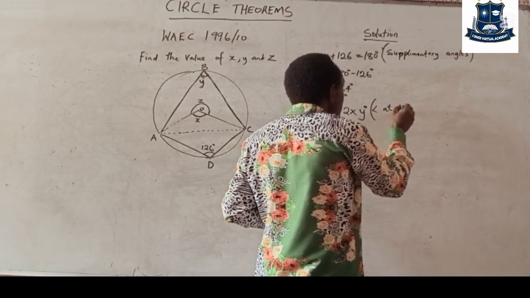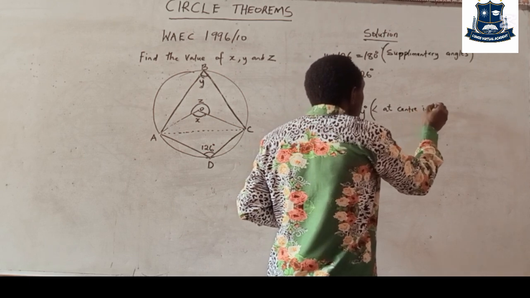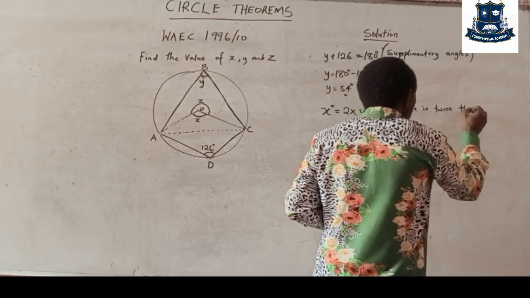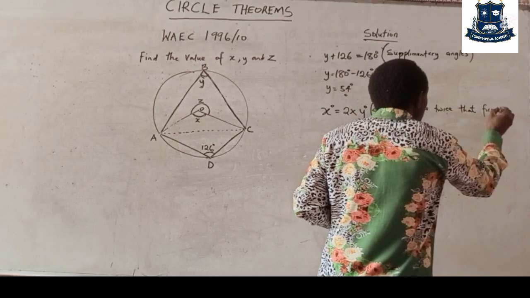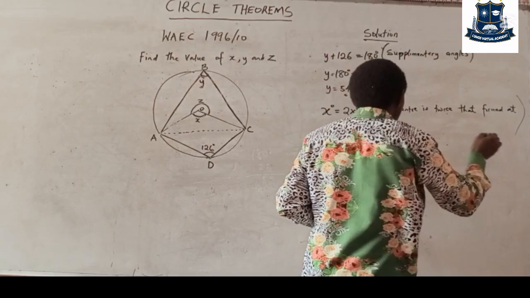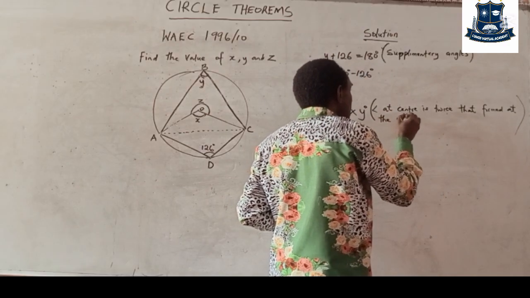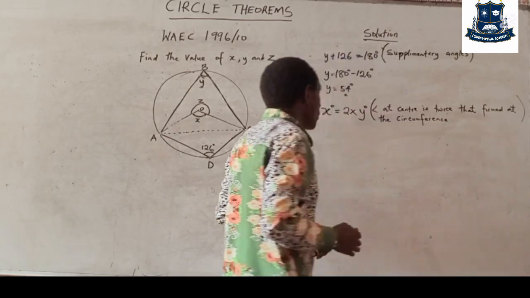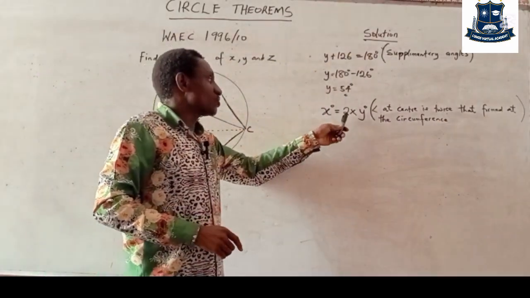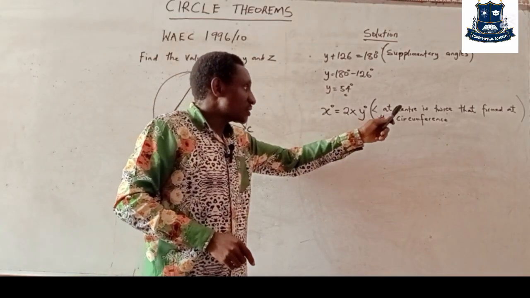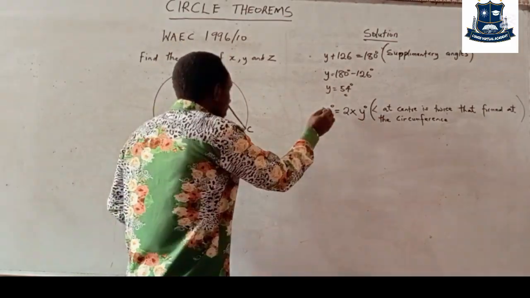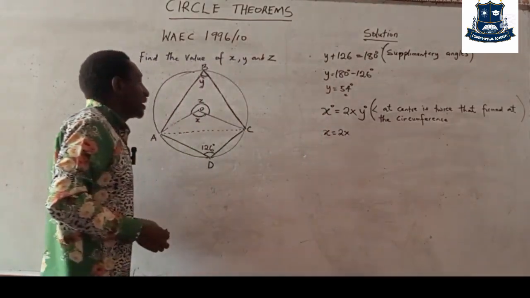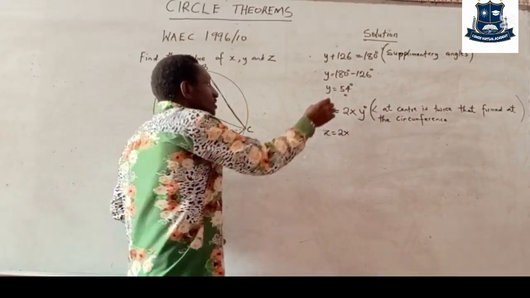Angle at the center is twice that formed at the circumference. Angle at the center is twice that formed at the circumference. Okay, so that's my reason. So when I say x equals 2 times y, why am I making this statement? Angles at the center is twice that formed at the circumference. Now x, I don't know, so I bring down my x, and then 2 times y. I didn't know my y, but I found it in my first calculation, which is 54.